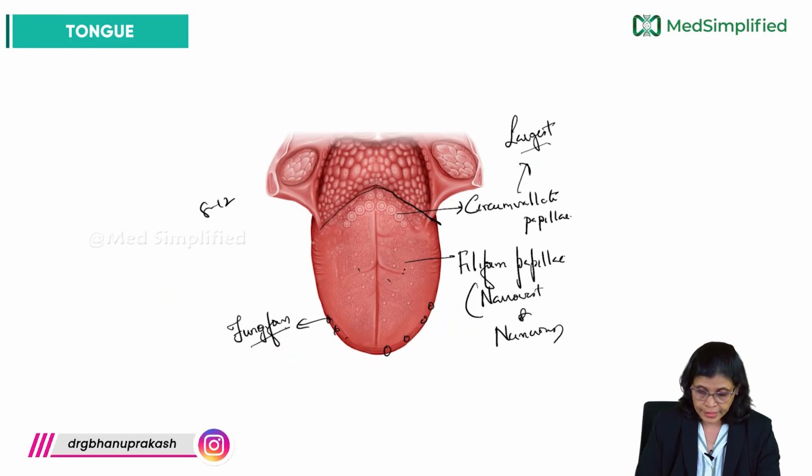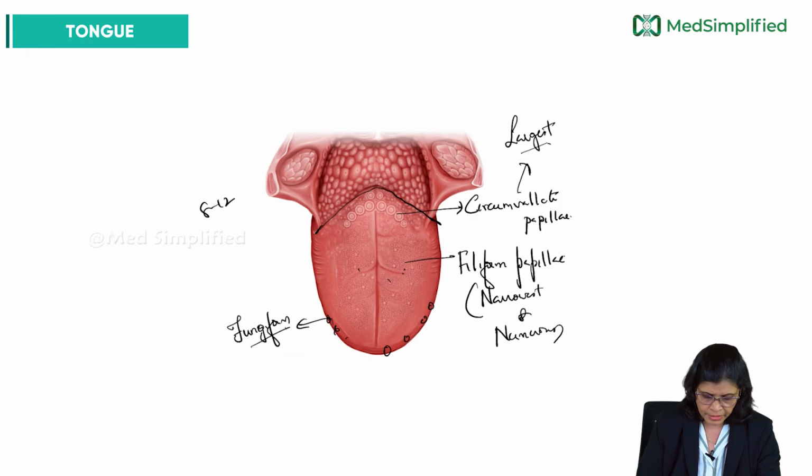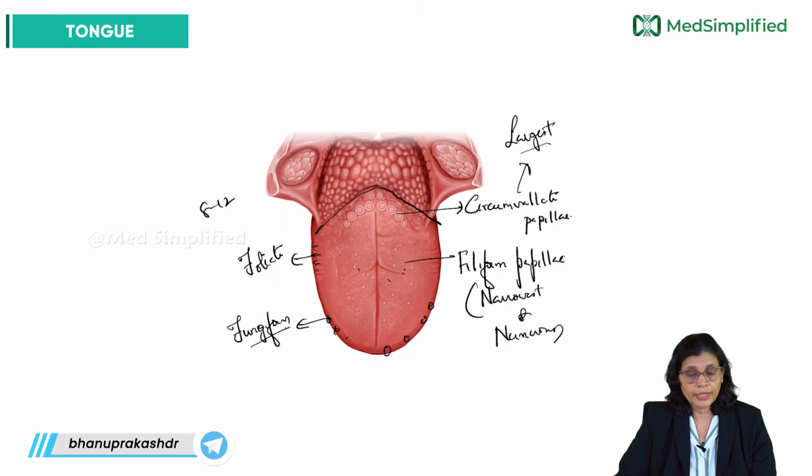Then we have foliate papillae. These foliate papillae are very inconsistent. They are along the margins, in front of the sulcus terminalis here, that is the foliate papillae. Foliate papillae are basically rudimentary in humans. So mainly in humans, we see the circumvallate, the fungiform and the filiform papillae.